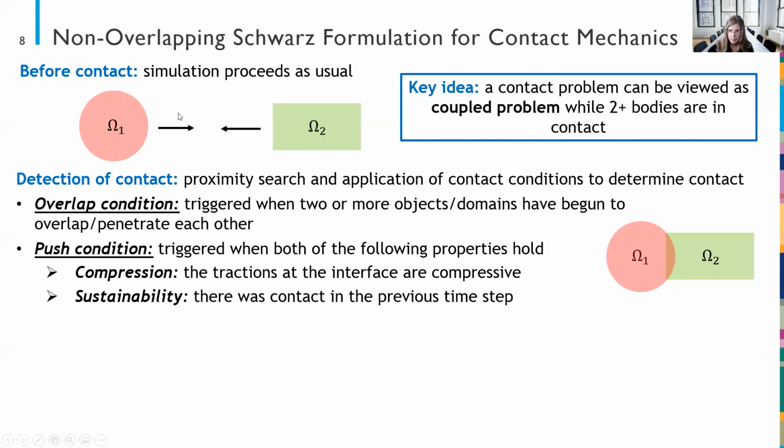The next step here is detection of contact. Just like in a regular contact algorithm, you need a proximity search. You also need to apply some contact conditions to determine when contact has happened. And the contact conditions that we formulated are listed here.